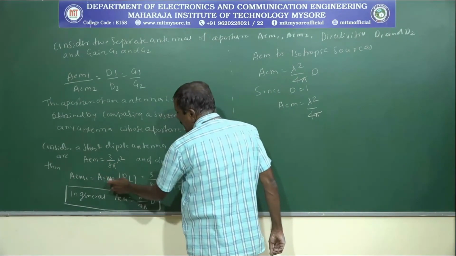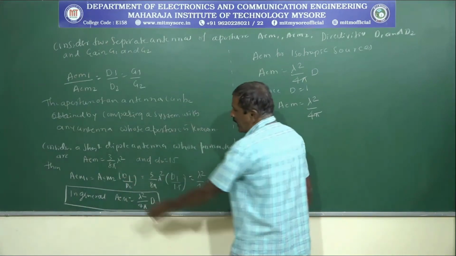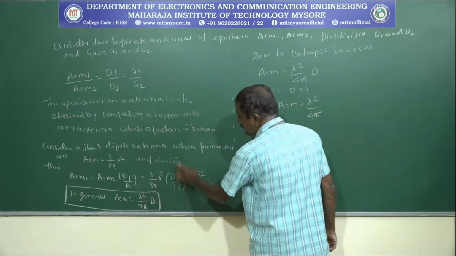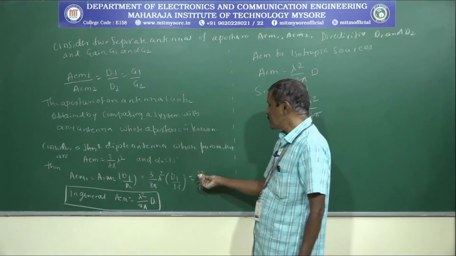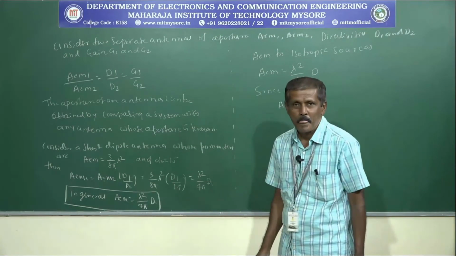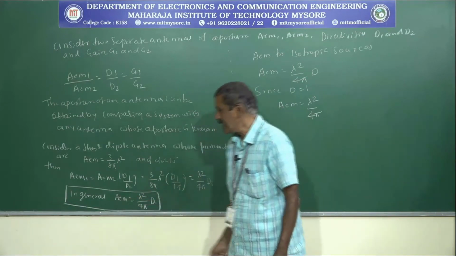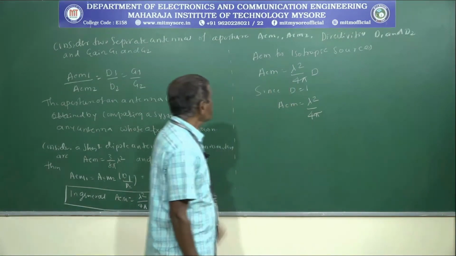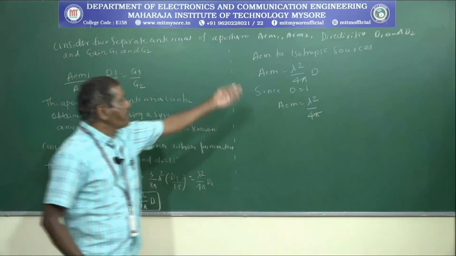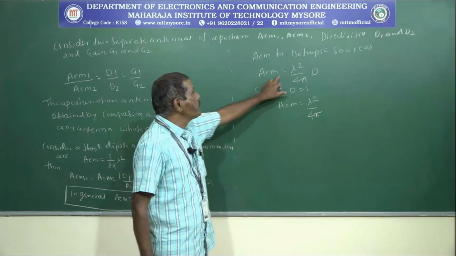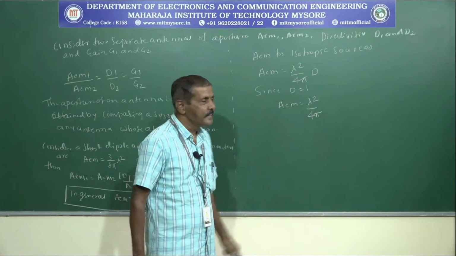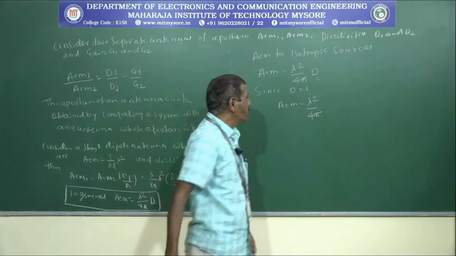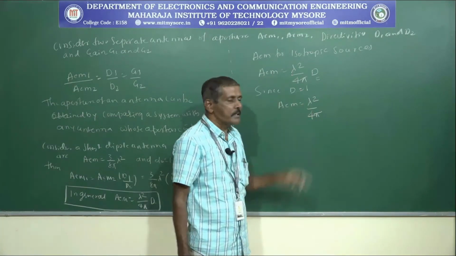Now AEM1 equal to AEM2 into D1 divided by D2, and AEM2 you know is 3 by 8 pi into lambda square, and the D2 value given in the problem is 1.5. So this value is equal to lambda square divided by 4 pi into D1. So in the generalized case, you can write maximum effective aperture equal to lambda square divided by 4 pi into D. Now for isotropic sources the directivity equal to 1. So then AEM equal to lambda square divided by 4 pi.